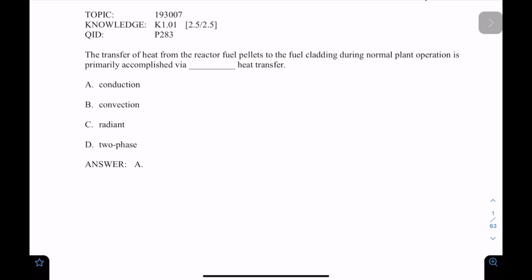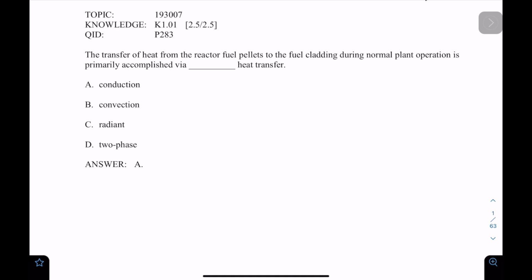Hello, this is Ira again. So now let's go over the questions from the 183.007 heat transfer. The first question is asking: the transfer of heat from the reactor fuel pellets to the fuel cladding during normal operations is primarily accomplished via what?